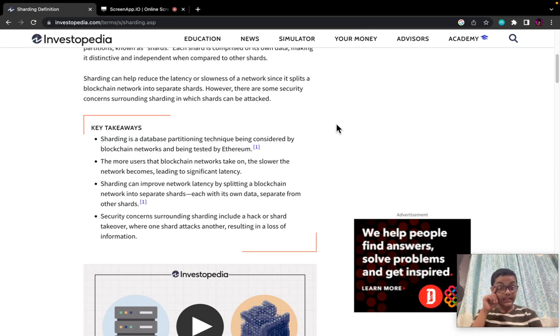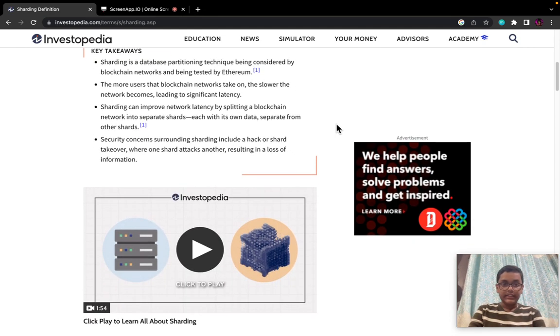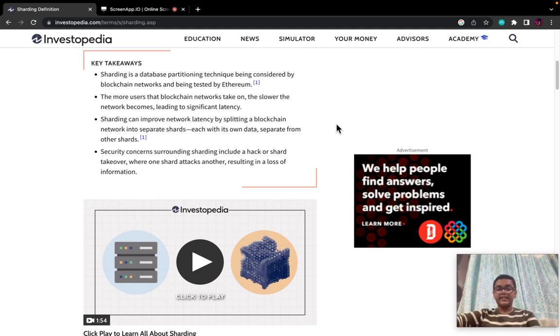Sharding can help reduce the latency or slowness of a network since it splits a blockchain network into separate shards. However, there are some security concerns surrounding sharding in which shards can be attacked. Sharding is a database partitioning technique being considered by blockchain networks and being tested by Ethereum. The more users that a blockchain network takes on, the slower the network becomes, leading to significant latency. Sharding can improve network latency by splitting a blockchain network into separate shards, each with its own data separate from other shards. Security concerns surrounding sharding include a hack or shard takeover, where one shard attacks another, resulting in a loss of information.